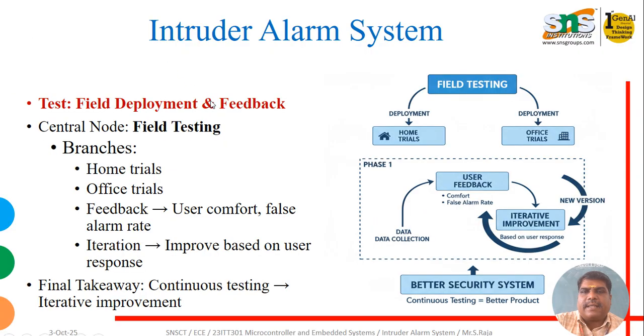Next, deployment and feedback. Once the product is designed, it must be given to the customer or user, and we have to get feedback on whether our design goal is achieved or not. This can be done by field testing, that is home trials and office trials, with feedback on user comfort and false alarm rate. We have to make many iterations, improving based on user response. The final takeaway is continuous testing equals iterative improvement. I hope you understand how the intruder alarm system is implemented in five different phases for real-time control.